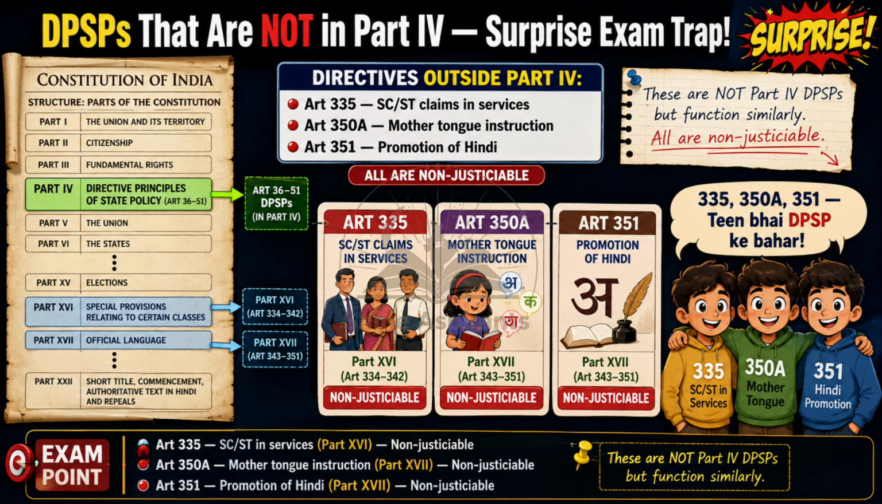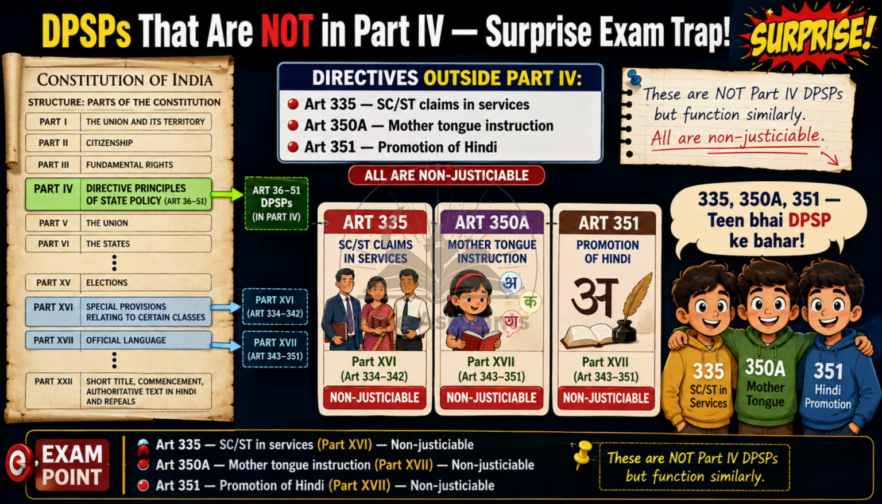Notes have highlighted all 3, and added, all are non-justiciable. Same nature as DPSPs, non-enforceable, but important. This is a beautiful trap question. Which of the following are directive principles of state policy, and they put Article 335 or 350A? The correct answer: they are directive-type provisions, but not technically DPSPs, which are only Art 36 to 51 in Part 4.